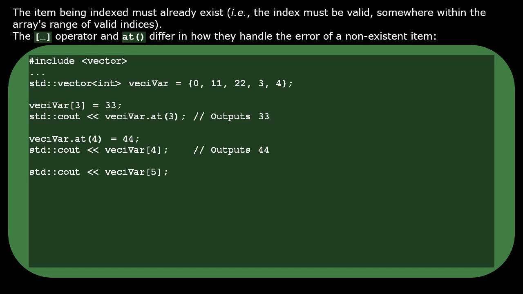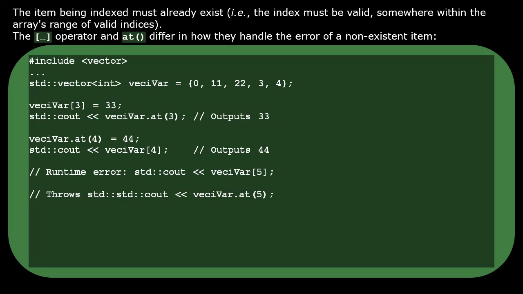If an invalid index is passed to the array operator, then a runtime error occurs. If an invalid index is passed to the at function, then it throws an exception.